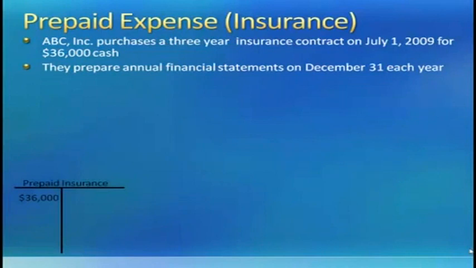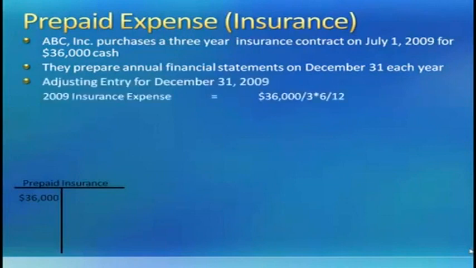So if they're preparing annual financial statements on December 31st each year, then the first adjusting entry that needs to be made is on December 31st of 2009. To calculate the amount of the adjustment, we take the $36,000 divided by 3, which gives us annual insurance expense of $12,000. So for the year, each year it's costing us $12,000 to have this insurance. And since in the first year we engaged in the insurance contract on July 1st, we only want to take 6 out of the 12 months, so we only want to record 1/2 of a year's worth of insurance cost, which gives us $6,000.